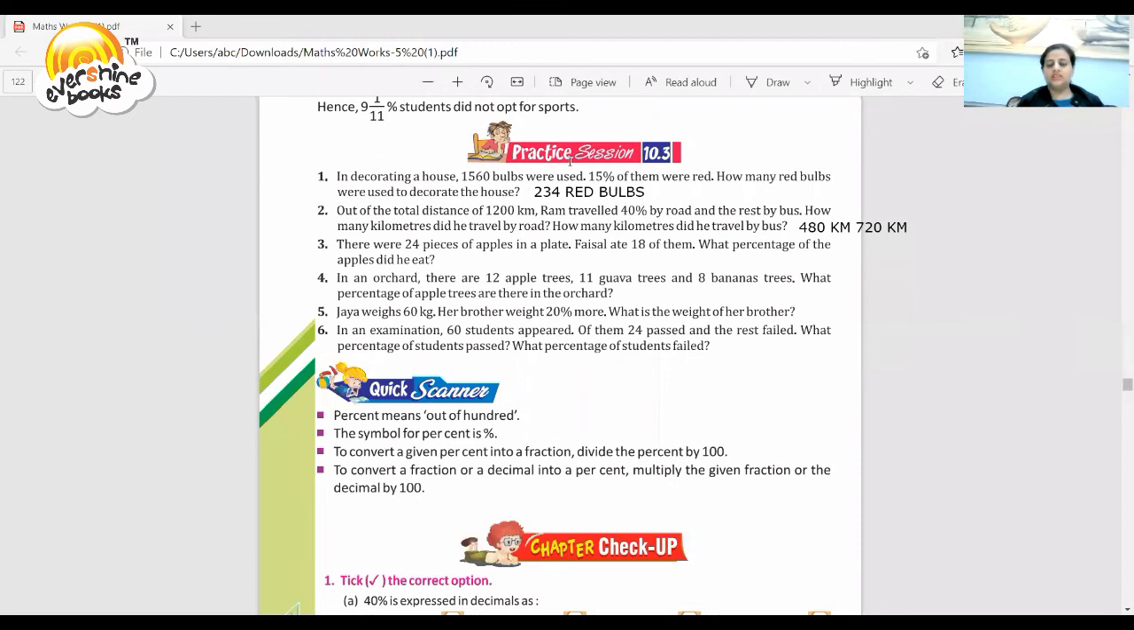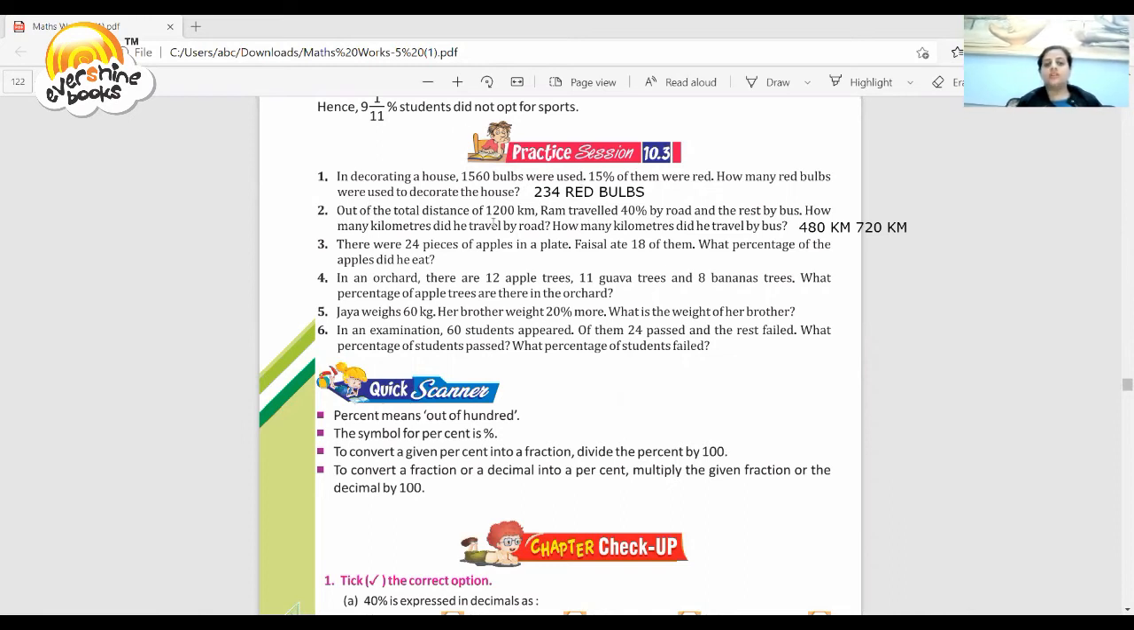So students, exercise 10.3 is all about word problems, decorating a house. 1560 bulbs were used. 15% of them were red. So how many red bulbs were used to decorate the house? You just take out 15% of 1560. The answer will come 234 red bulbs. This is the answer.